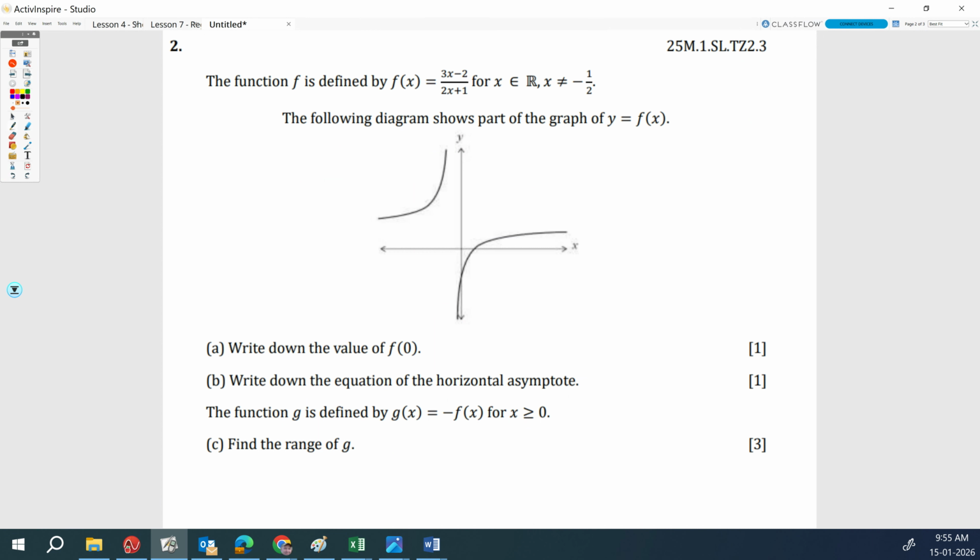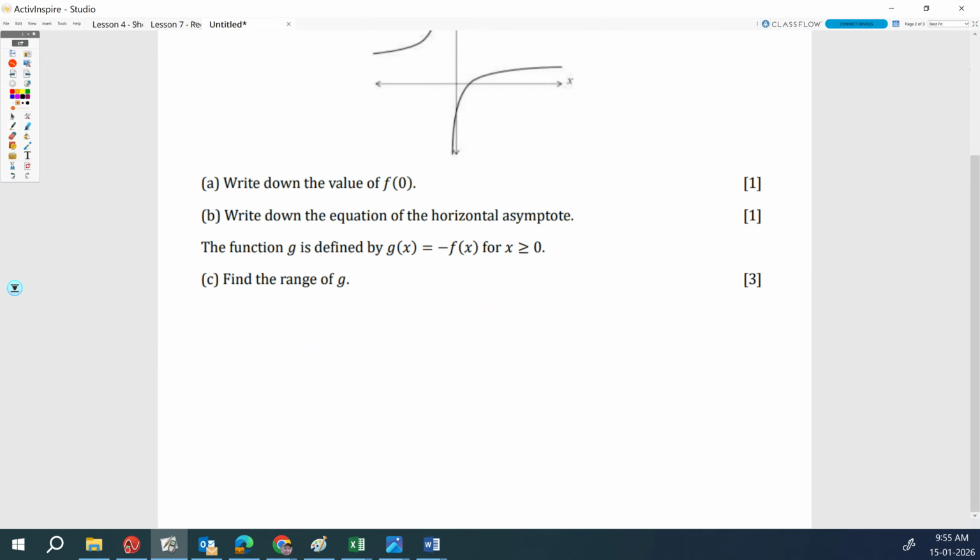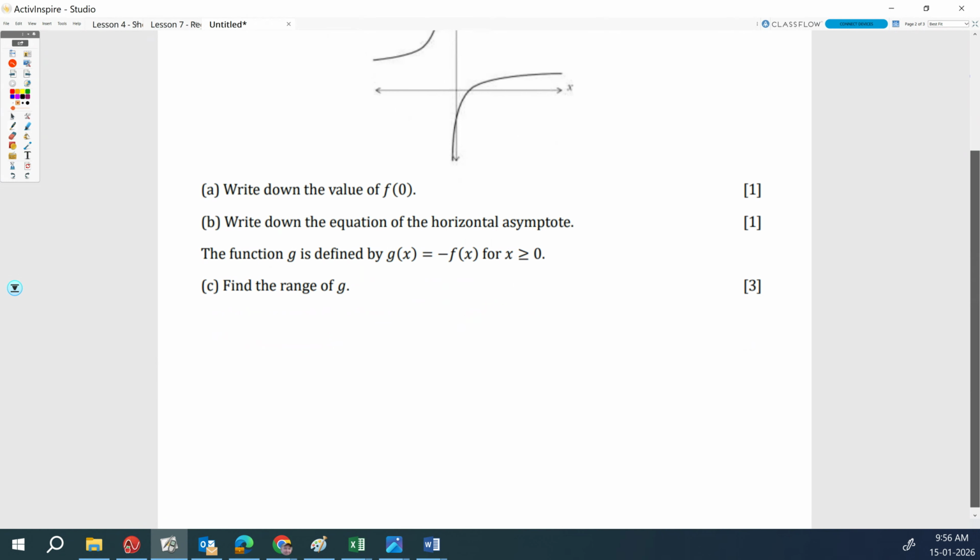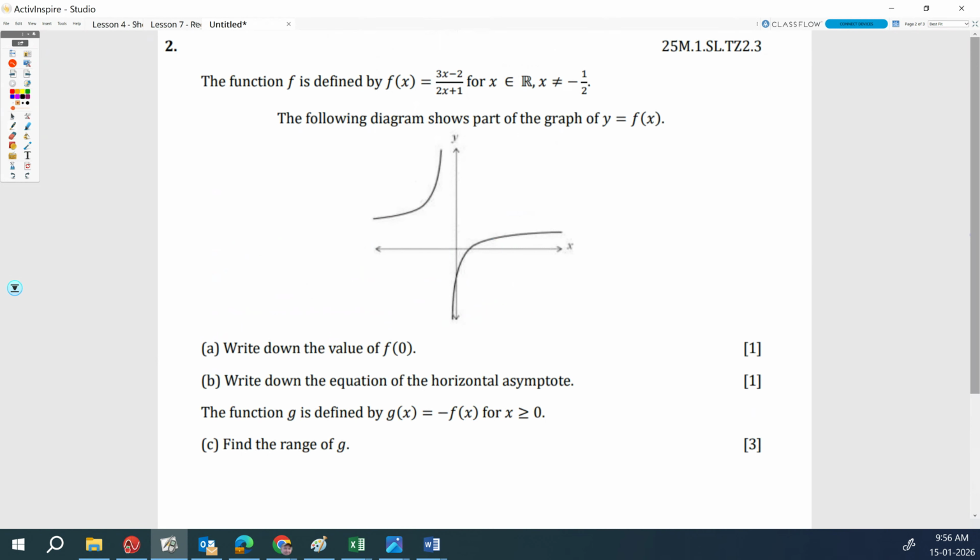All right, so our second one: the function f is defined. We've got a rational function given here, and a little sketch just to help us see how it looks. Let me give myself a bit more paper. There we go. Okay, so firstly, write down the value of f(0). f(0) is this point here.